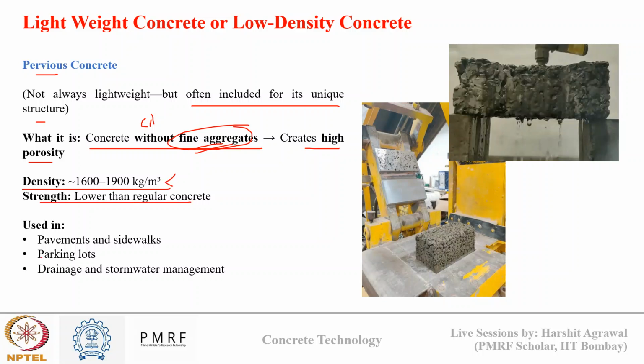Such concrete is used in pavements, parking lots, or drainage management systems, because it has high porosity, so it allows water to easily pass through. So in flooding areas, you will find the application of pervious concrete. Both of these images that you see here are from my project work at IIT Indore. In the first image, you can see water permeating through a pervious concrete paver block. And in the second image, we made an attempt to make a brick prepared with a pervious concrete mixture. You can see this mixture has high porosity, which is clearly visible. There was no fine aggregate used to make such concrete.